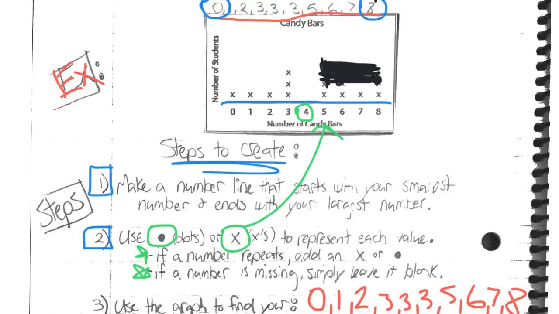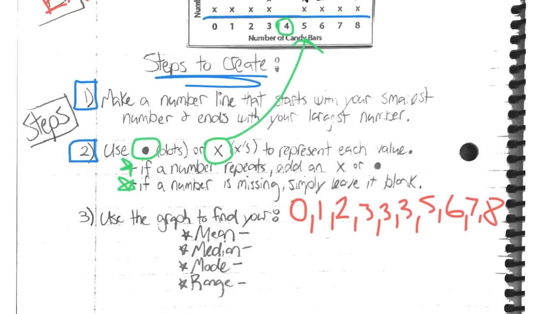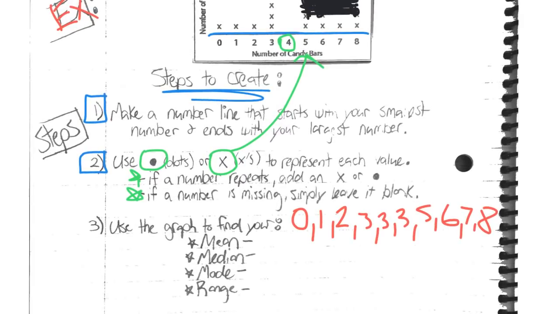Lastly, our final step is we are going to use this graph now to find our mean, median, mode, and range. Now, obviously, we wouldn't need the graph to do this. We can just use the numbers given, and I've rewritten them in order down here. This is all you really need to do those, but the graph kind of helps sometimes because we can look up there and see, and I'll show you in a second.